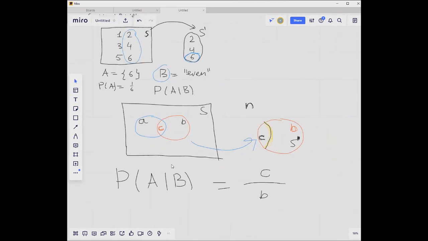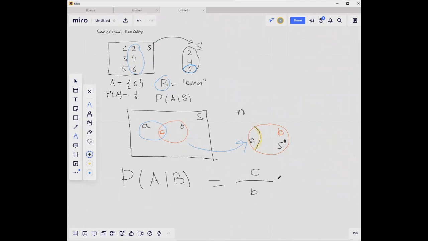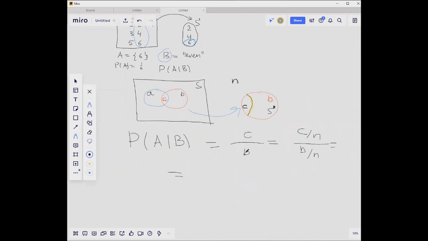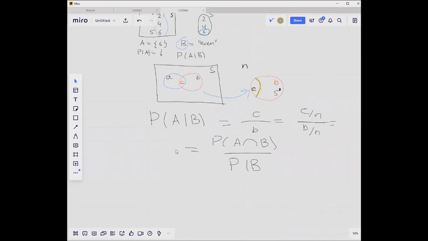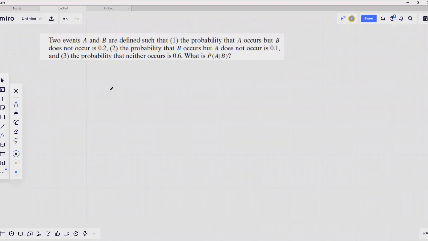All right, now we can express this ratio as follows. We can artificially divide both numerator and denominator by n. Now, c over n denotes the probability of their intersection, and b over n is the probability of event B, which gives us the formula for the conditional probability of event A given B. Now let's take a look at a couple of examples.